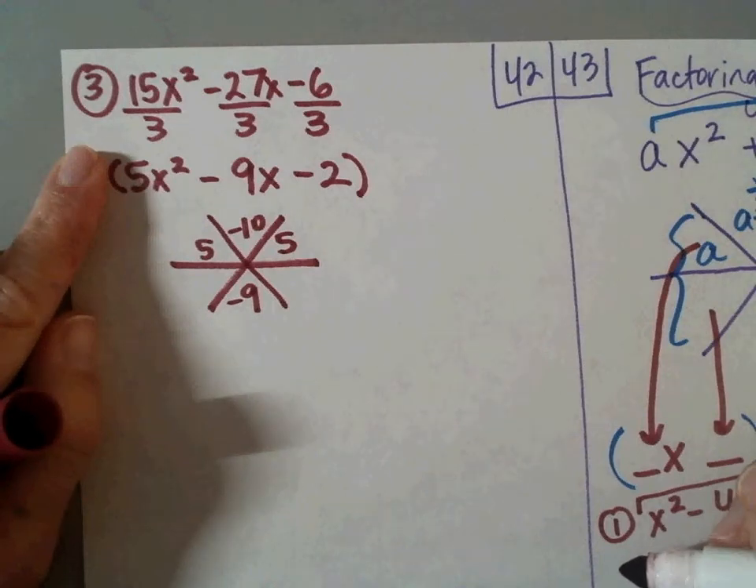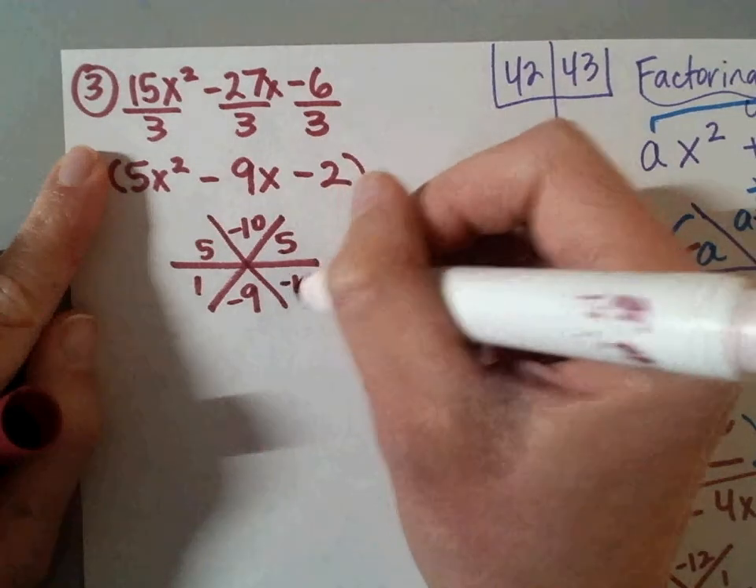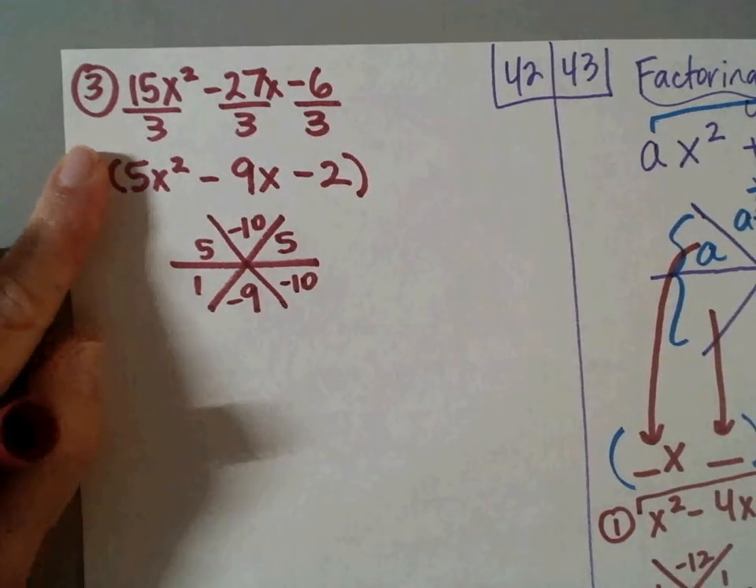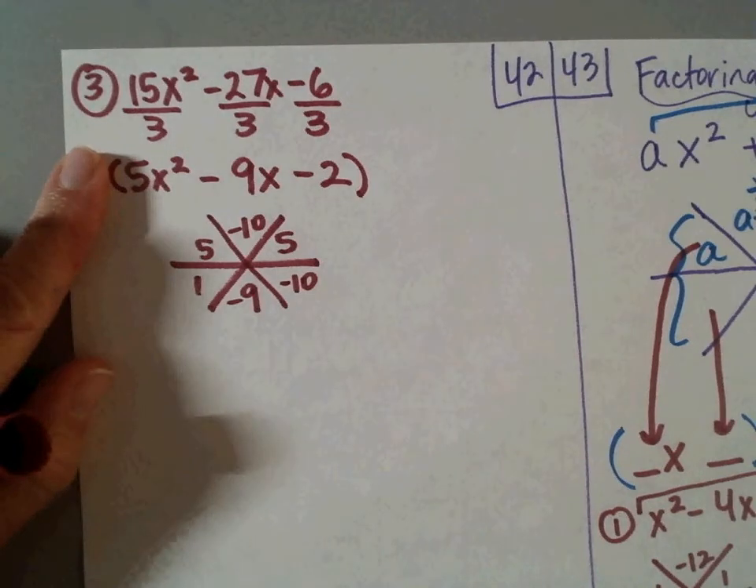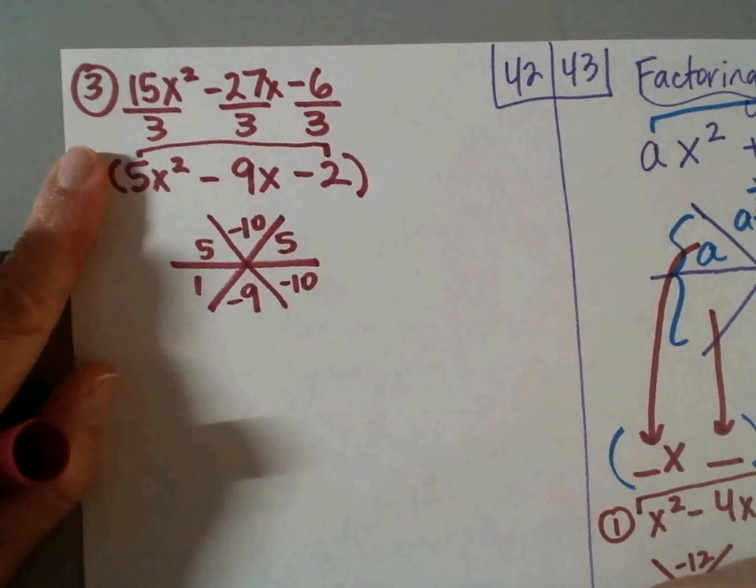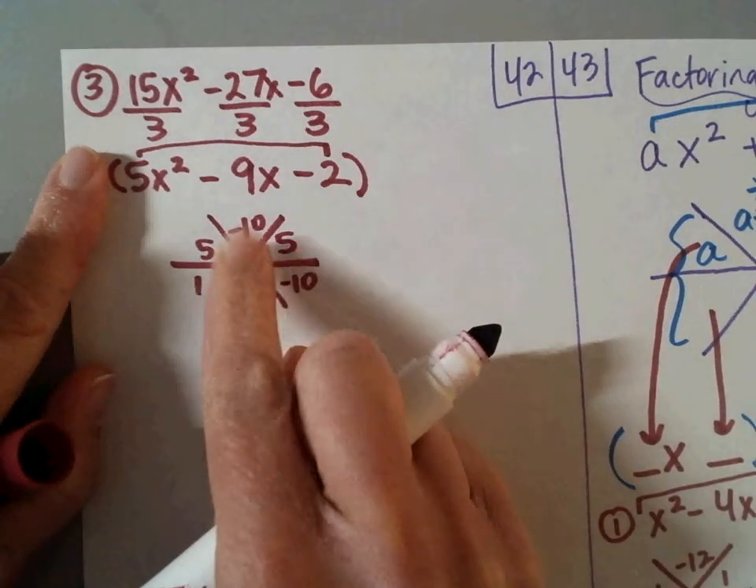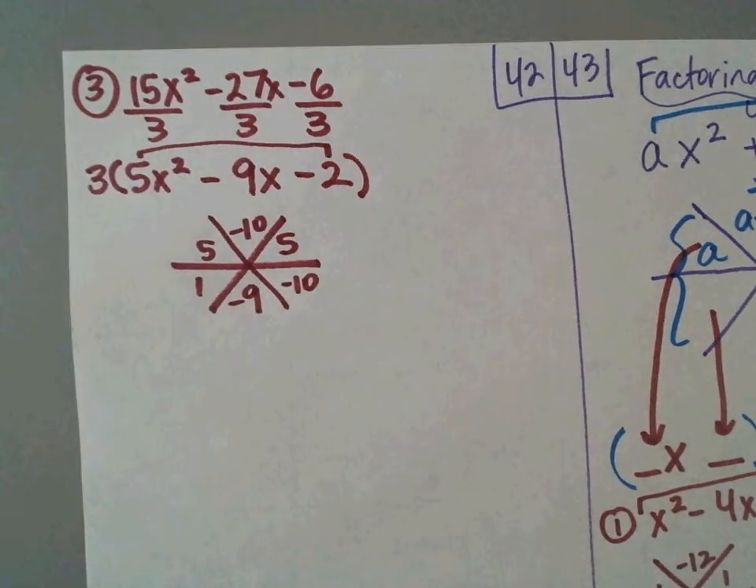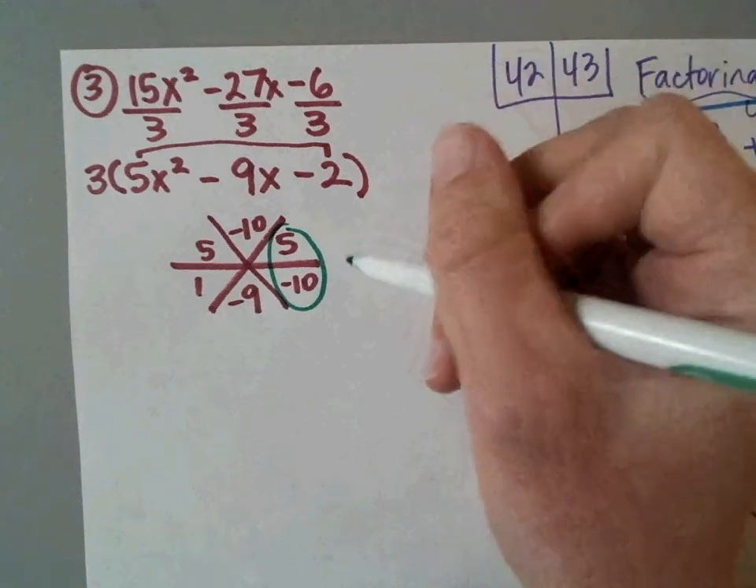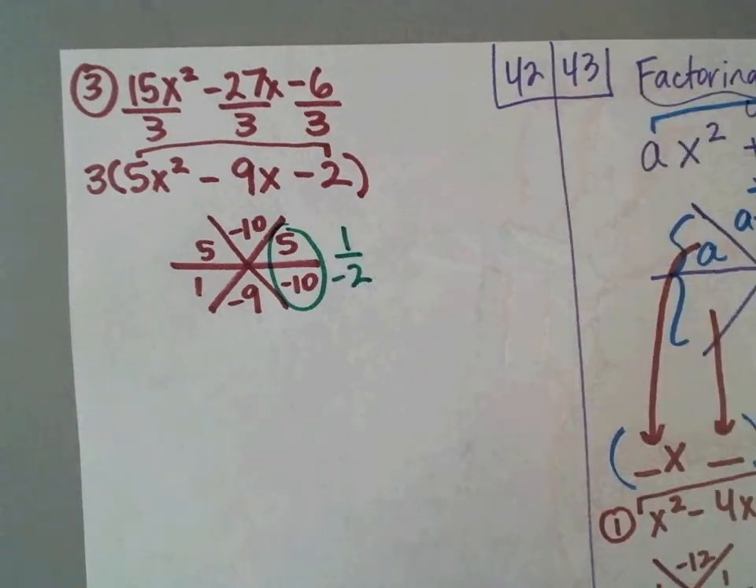A 1 and a 10 is going to work, but what's negative? Negative 10. Okay, 1 and negative 10. The 10 has to be the negative because I got to get a negative 9. Because it's your first times your last to get the top number. Okay, and reducing, you got to keep the negative where it is. Make sure it's 1 over negative 2.